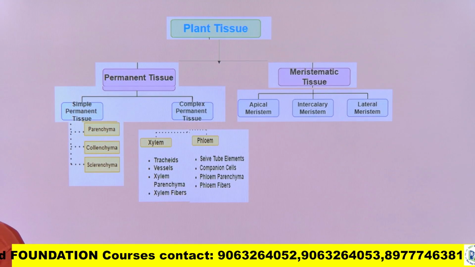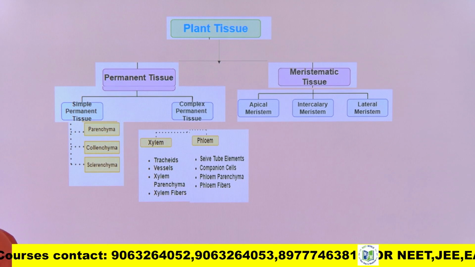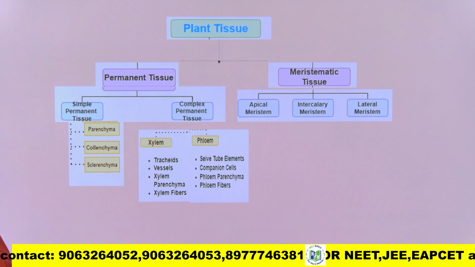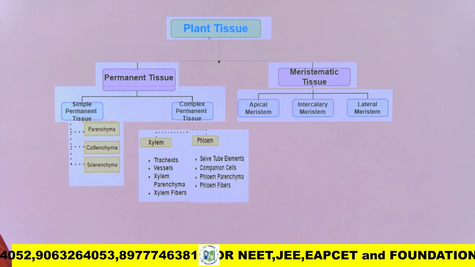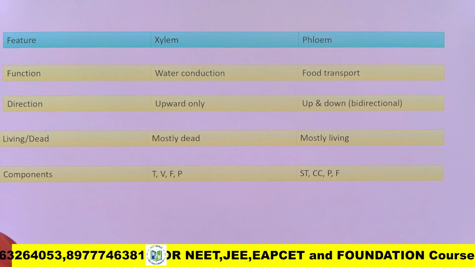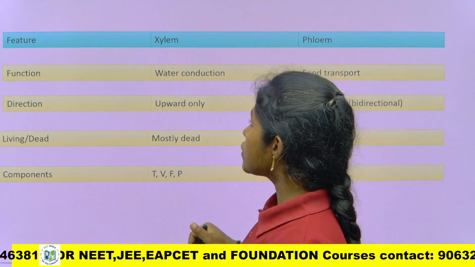So, in yesterday's class we discussed very clearly what the difference is. So, who delivers the food, children? That is the phloem tissue. Who transports the water? That is the xylem tissue, right? Very good. So, let us see here, children.